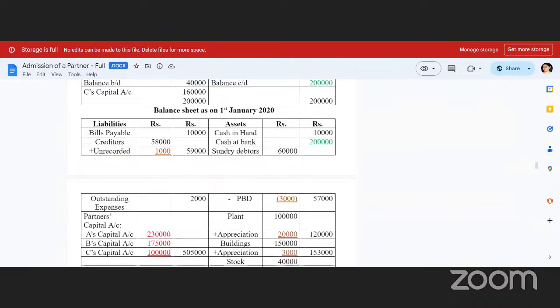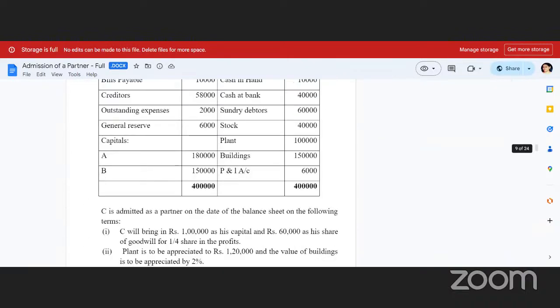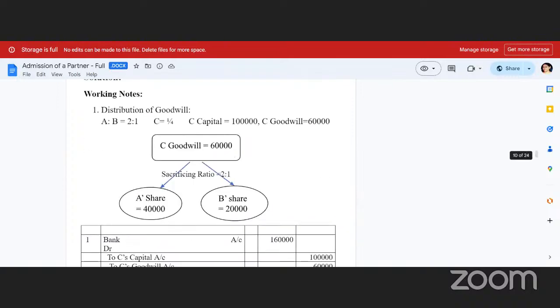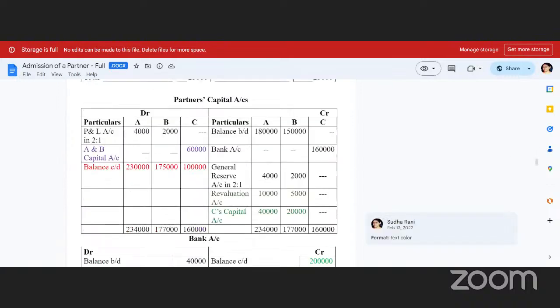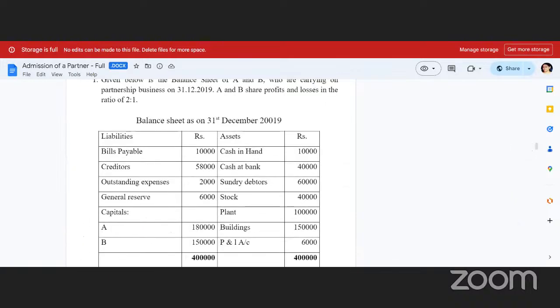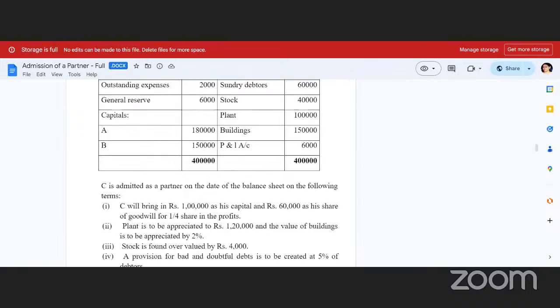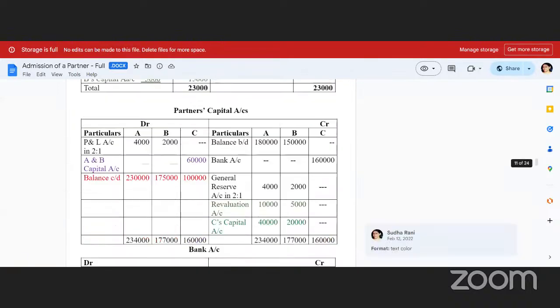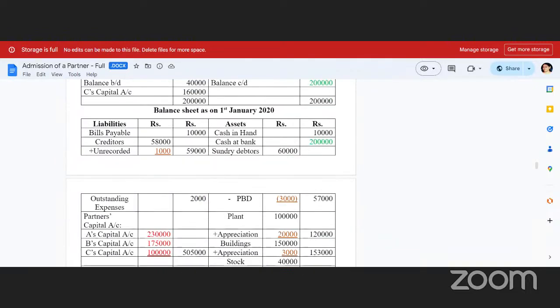And from the question balance sheet, where do we take the capitals? In the capital accounts we take. Question balance sheet capital amounts will be taken in the capital account. Okay? So now the liabilities are over. Coming to the assets. Cash in hand. Is there any change? Did we come across cash in hand anywhere? No, no change. So we take it as it is in the new balance sheet.